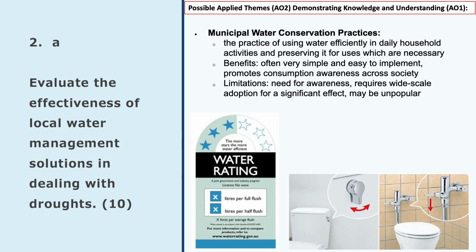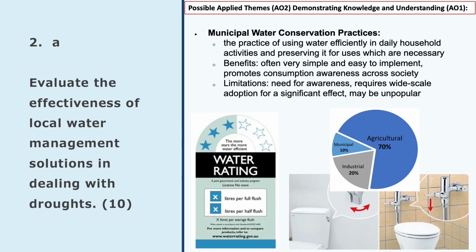And because they're usually just at the household level, they need to be adopted by many people in order to actually have a significant effect on the community. They may also be unpopular. For example, some people really don't like some types of water-saving shower heads.